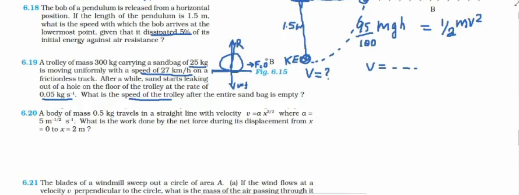Horizontal direction, no force. If there is no force, what is the condition of a moving body? According to first law, it will continue with the same speed. So what is the answer? When the bag is empty, then also the trolley is moving with the same speed, 27 km per hour. It is moving with the 27, no change in speed as there is no force in the horizontal direction.